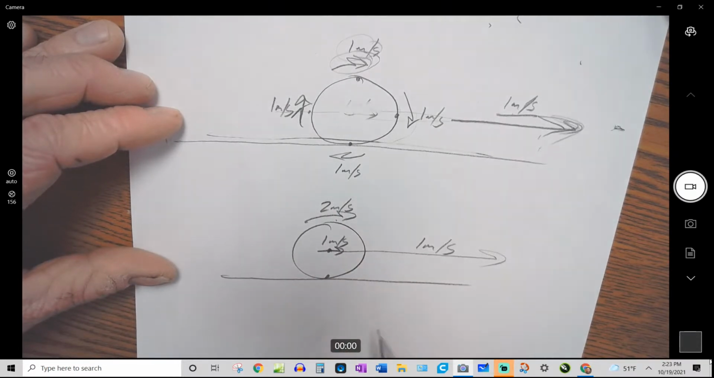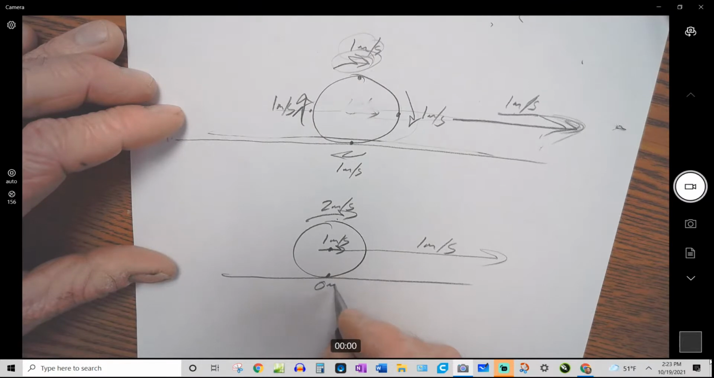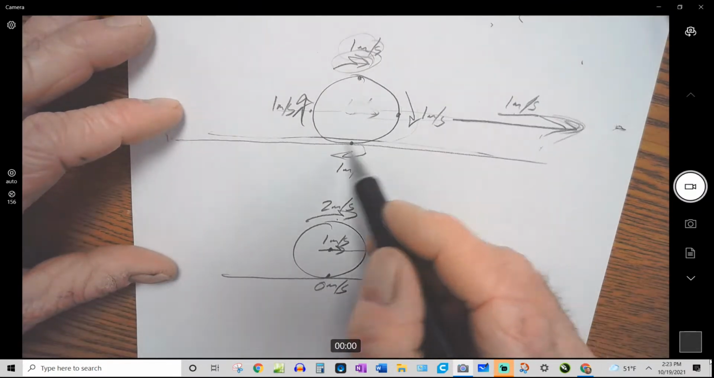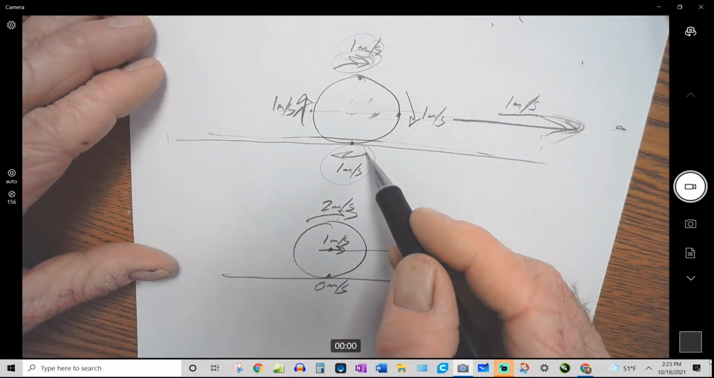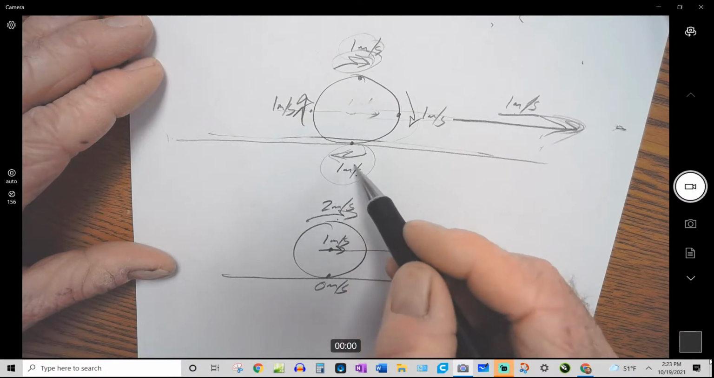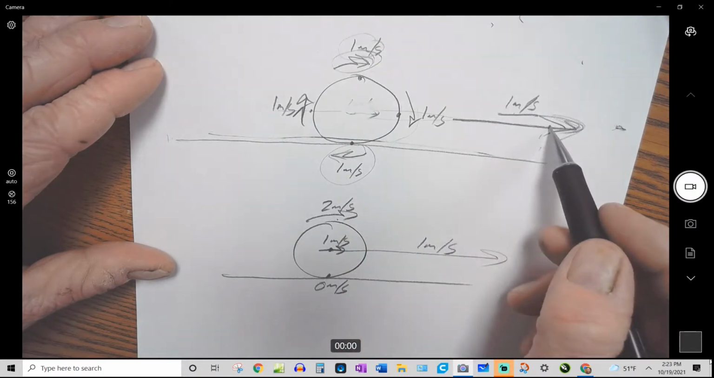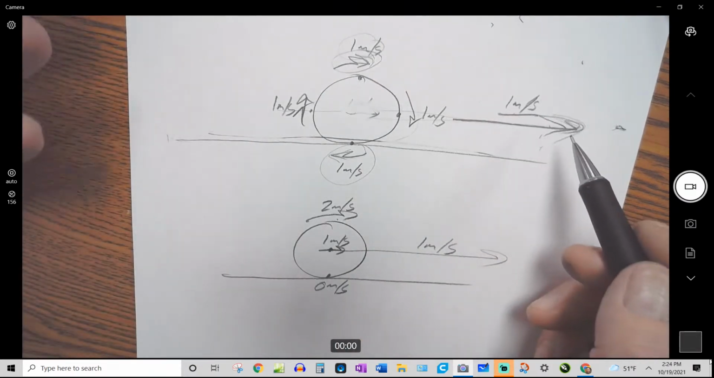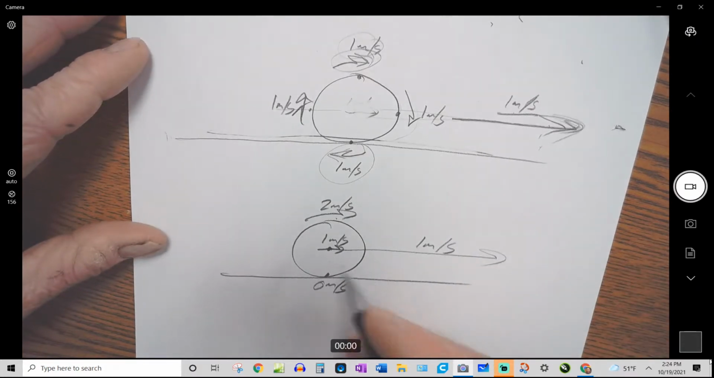How fast does it go in here? 0 meters per second. Because we have canceling effects. We've got the bottom of this tire rotating backward at 1 meter per second, but the whole tire is moving 1 meter per second to the right, so they cancel.